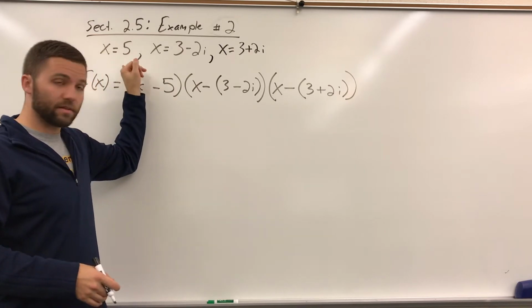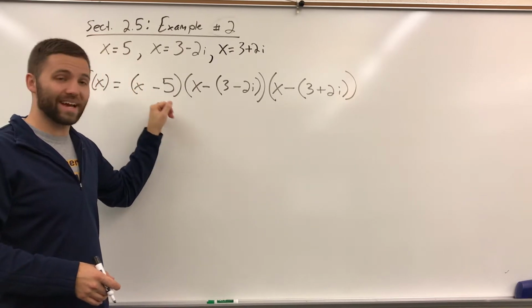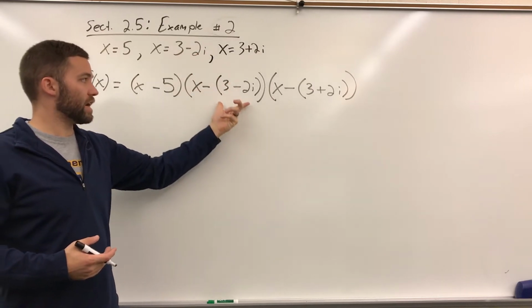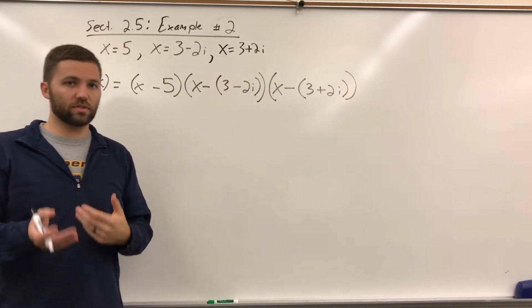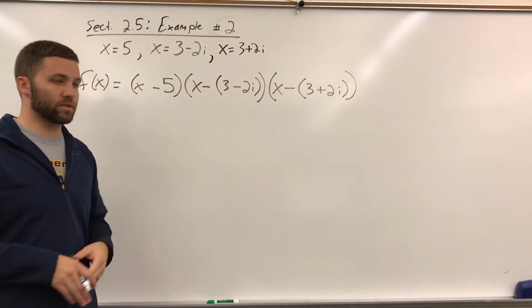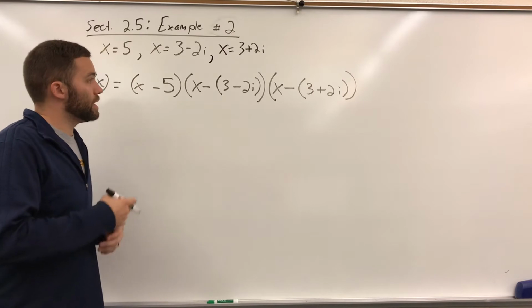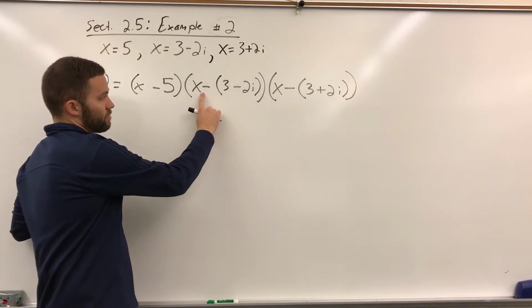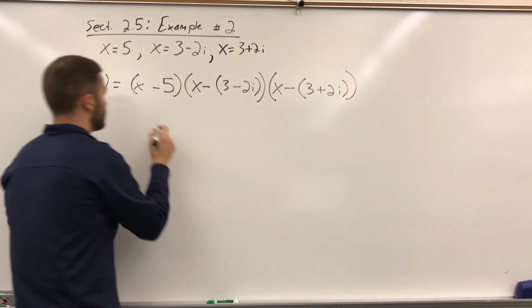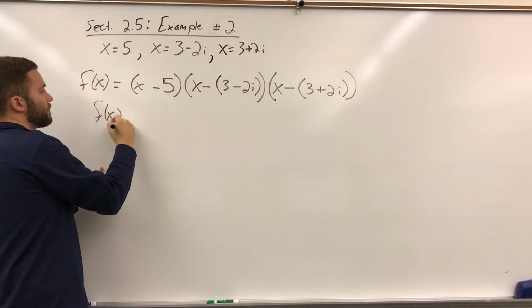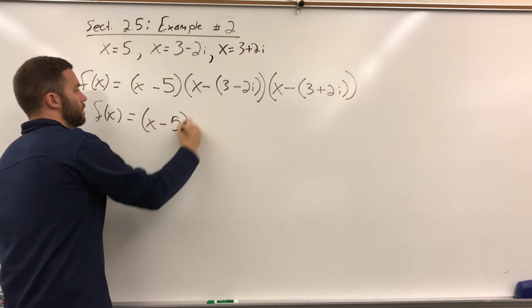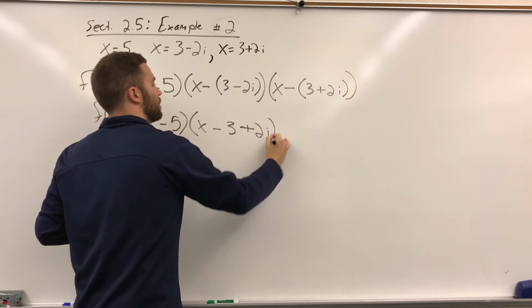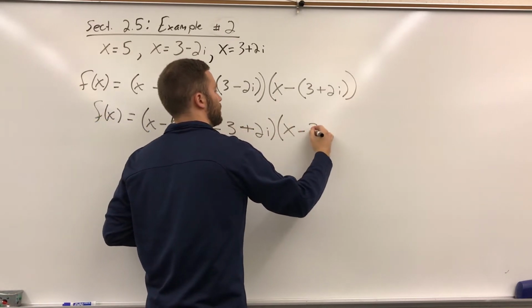If this was -5, we would do x minus a -5, which would be x plus 5. So every time we take a zero and put it into a factor, we subtract it. Sometimes we just do the simplification quickly, so it looks like we're just doing the opposite sign. But anyway, this is what we end up with. And it looks kind of ugly, but the first thing I'm going to do is distribute the negative through here and here. So this will be f of x is equal to x minus 5 times x minus 3 plus 2i times x minus 3 minus 2i.